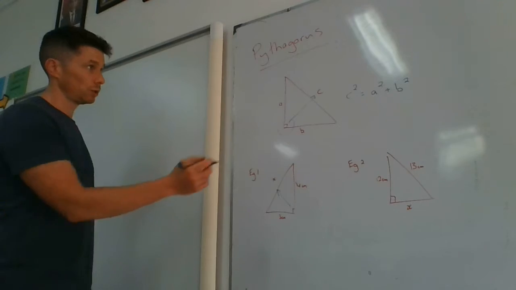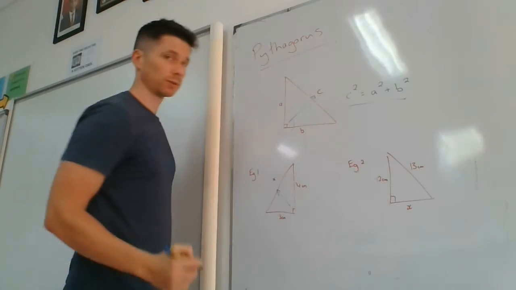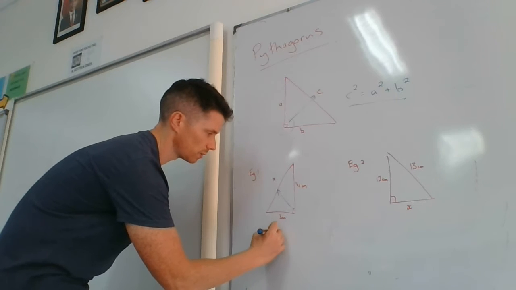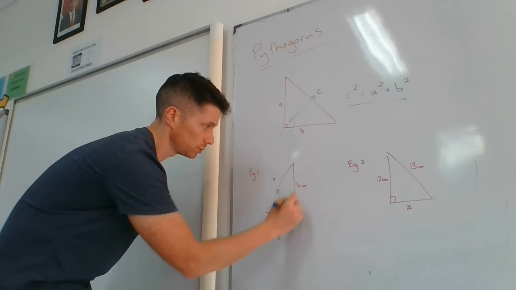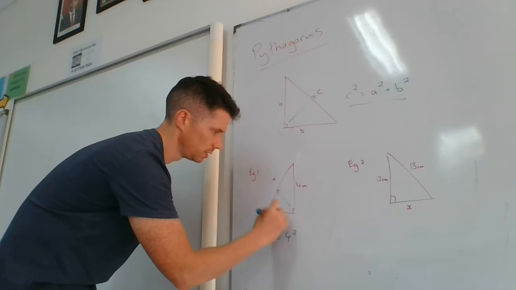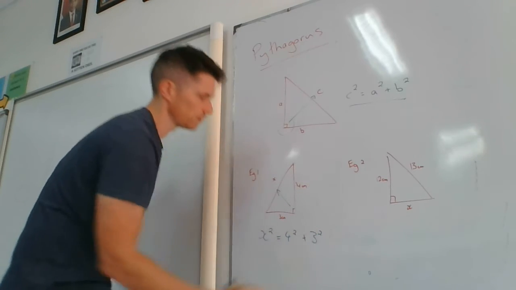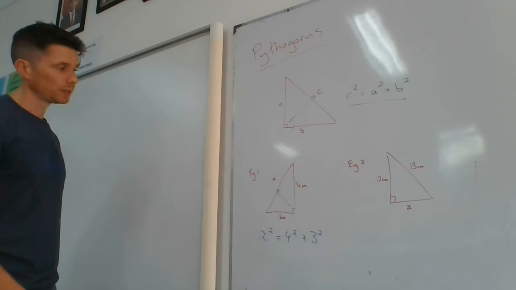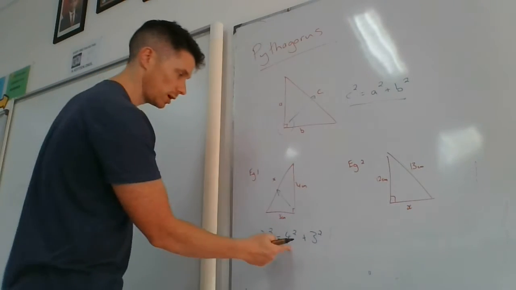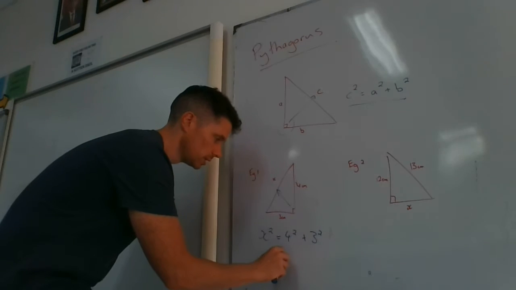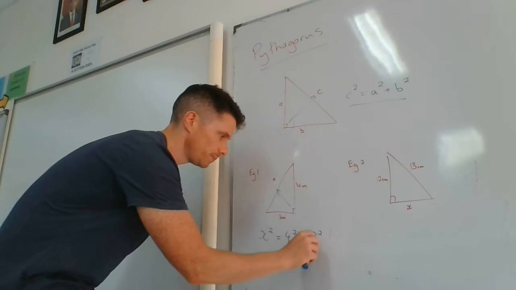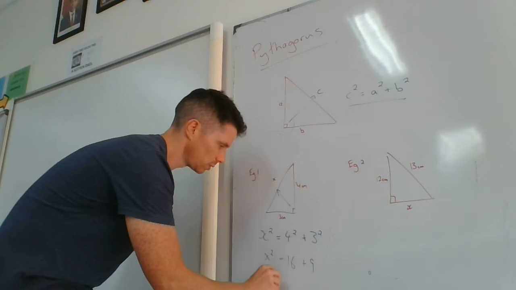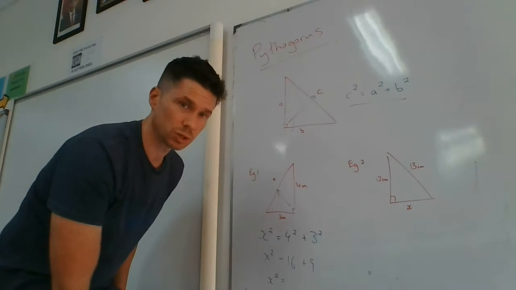Okay, so using my Pythagoras formula over here, I can rearrange this. X squared, this side squared, is equal to 4 squared plus 3 squared. You probably came across this last year, but we're going through it again anyway. Alright, so squared means it times itself. So 4 times itself is 16, 3 times itself is 9, and that's x squared. X squared then equals 25.